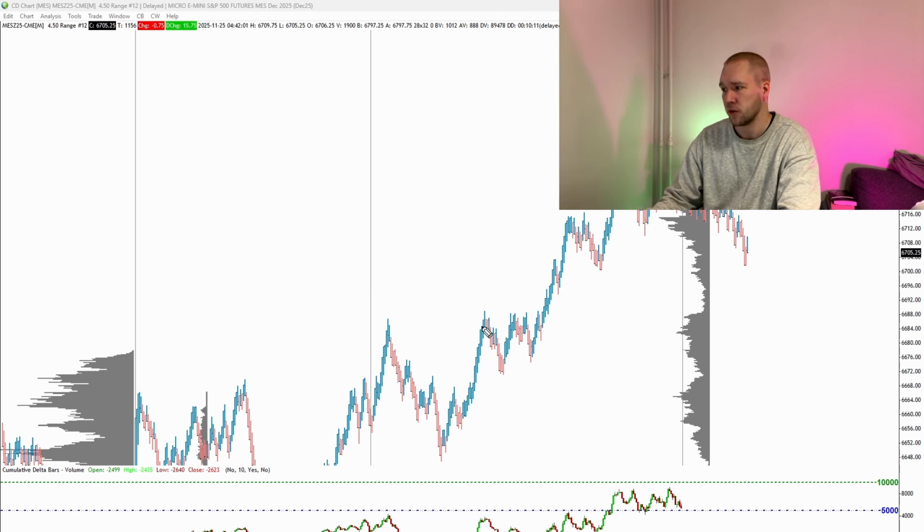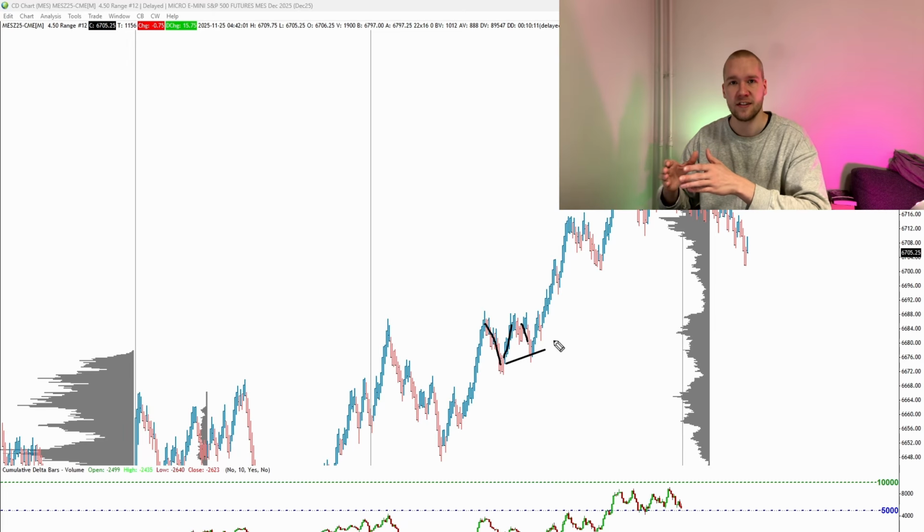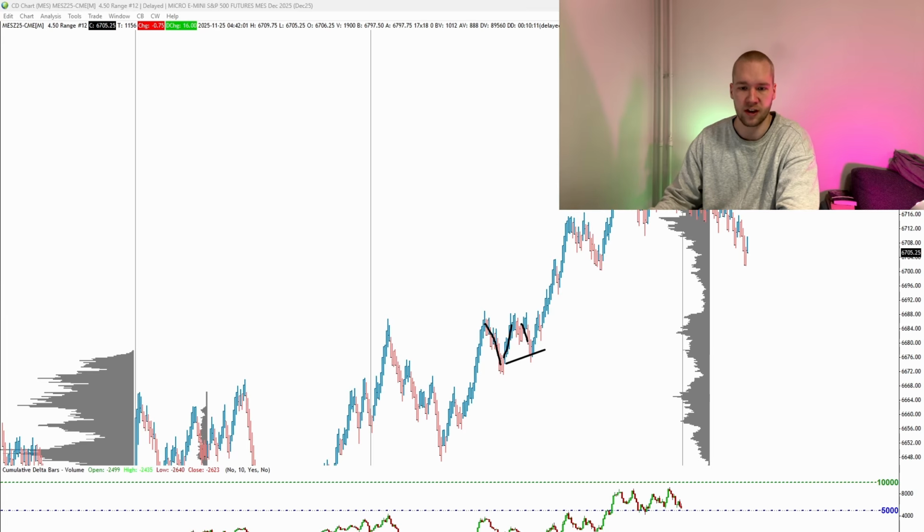So, you wait for the pullback to happen, right? Price comes back up and you start to see price coming down again to the same level. This is where you take your entry. This is where price established a level which you're going to utilize for your entry. And that way you get the perfect entry every time.